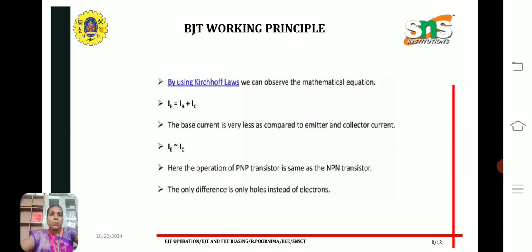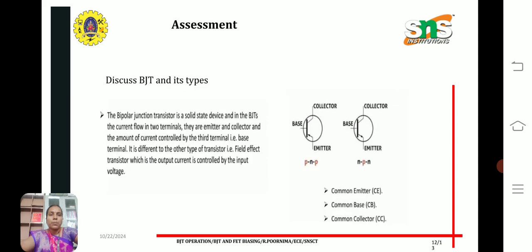And the working principle. By using Kirchhoff's law, we can observe the equation: emitter current is equal to base current plus collector current. The base current is very small compared to the emitter current, so the emitter current is approximately equal to the collector current. The operation of the PNP transistor is the same as the NPN transistor. The only difference is that the carriers are holes instead of electrons.